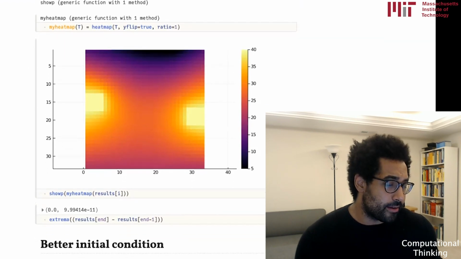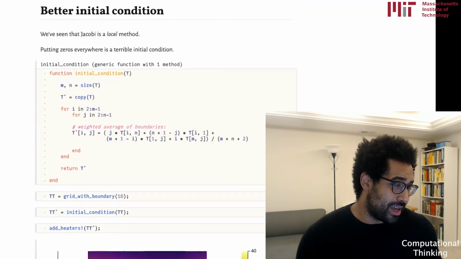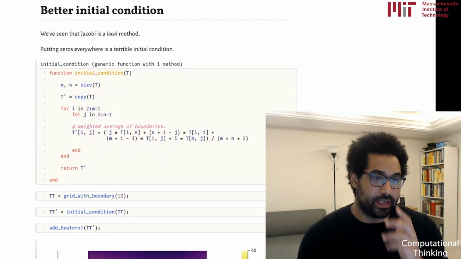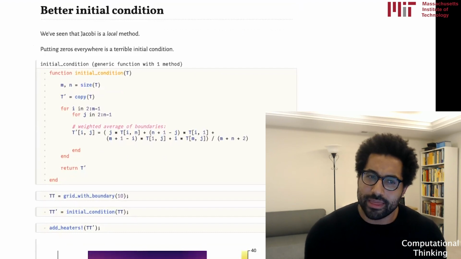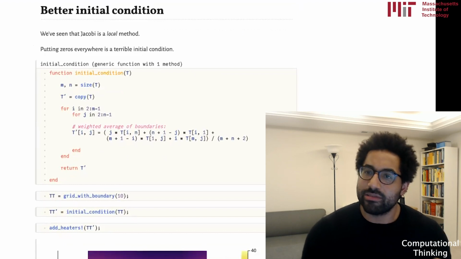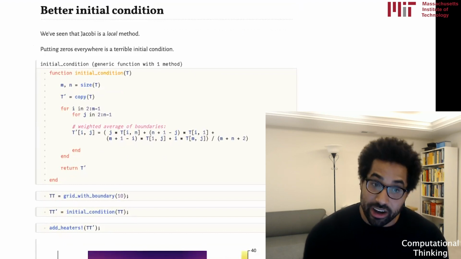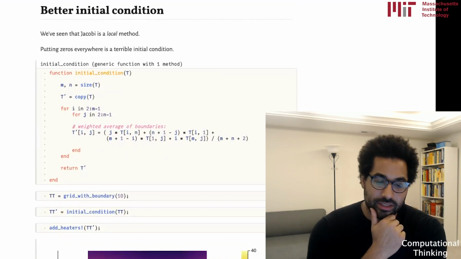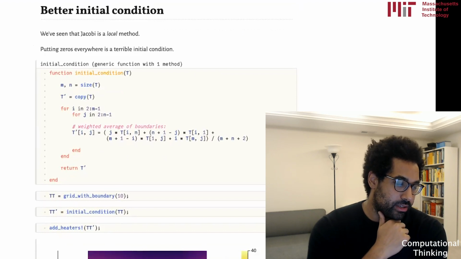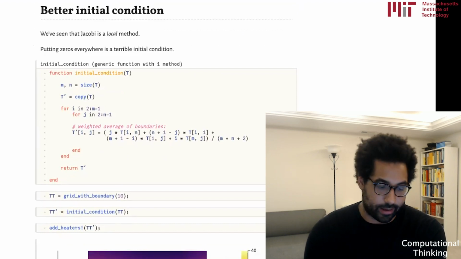So the first thing I should note is that we need a better initial condition because Jacobi, like I mentioned, is a very local method, and putting zeros everywhere in the interior to start is a terrible initial condition. What's a good initial condition, you might ask? Well, one good initial condition is to do the following thing.